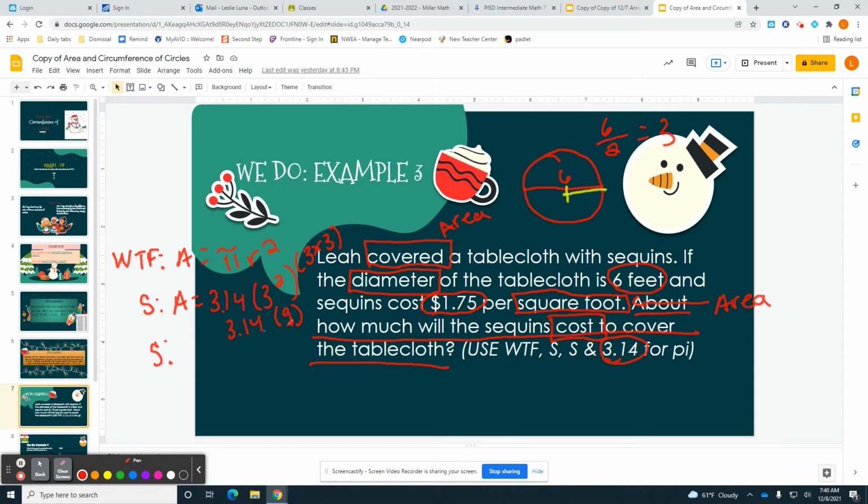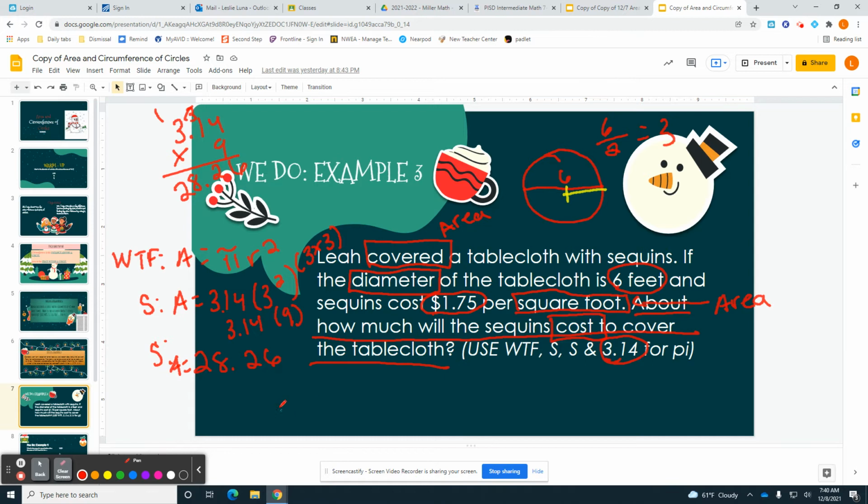Okay, so when you find the area, so let's go ahead and multiply 3.14 times 9. So 9 times 4 is 36. Carry your 3. 9 times 1 is 9. Plus 3 is 12. Carry your 1. 9 times 3 is 27. Plus 1 is 28. So that is your area, 28.26.